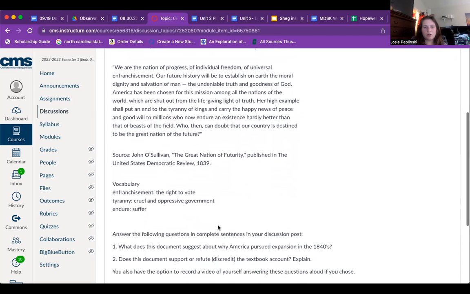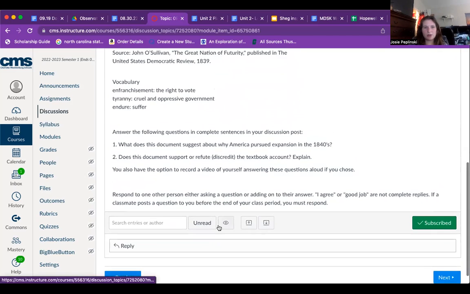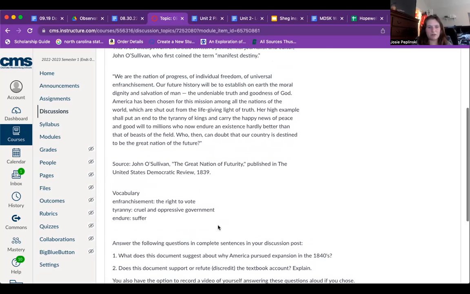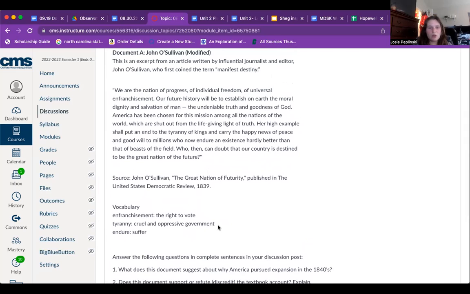The questions to answer in this discussion are, what does this document suggest about why America pursued expansion in the 1840s? And does this document support or refute the textbook account? I accidentally skipped the textbook account with you guys right now, so we'll skip that question as well. It says, what does this document suggest about why America pursued expansion in the 1840s?